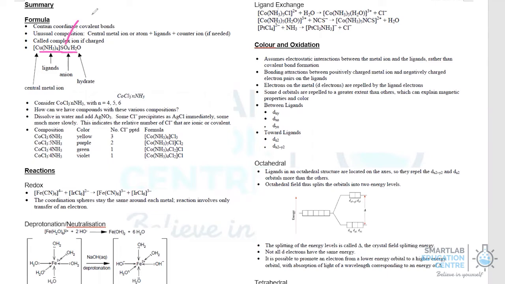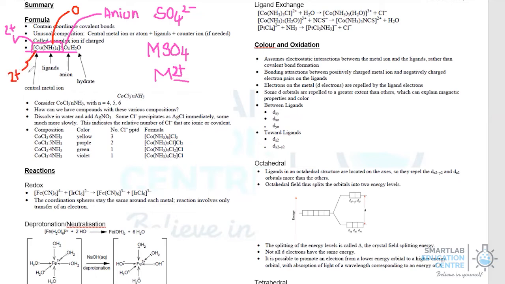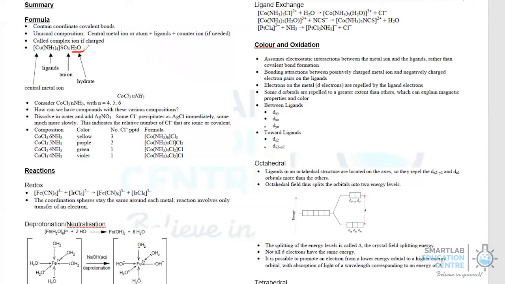In this case, it is clear that sulfate is the anion. And because sulfate is SO4 2-, it will form the salt MSO4, which means that M must have a charge of 2+. So hence the charge of this complex ion is 2+. And given that ammonia has 0 charge and is neutral, it means that the charge of copper is 2+. And we can conclude that the oxidation state of copper is +2. And as far as water is concerned, it is just the water of crystallization.